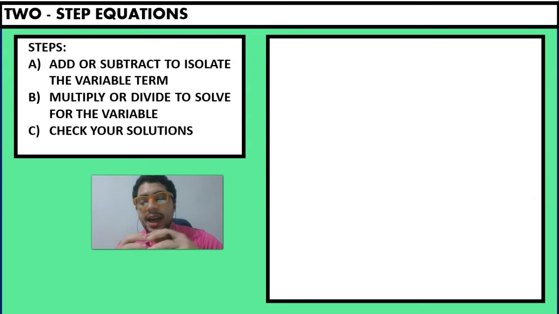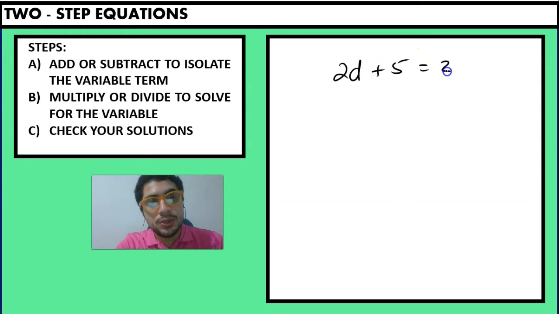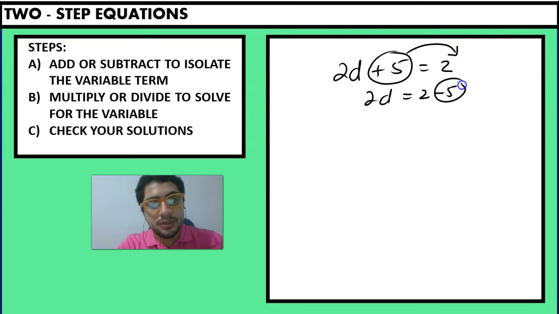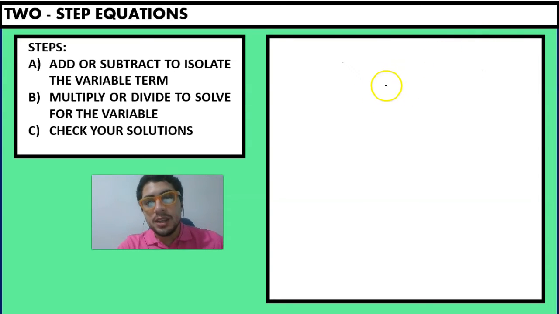So whenever we have, for example, 2d plus 5 is equal to 2, whatever we have adding is going to pass to the other side subtracting. It's going to change its sign. So add or subtract to isolate the variable term. Whenever we have something that is adding, we pass it subtracting, and whenever we have something that is subtracting, we pass it to the other side adding.